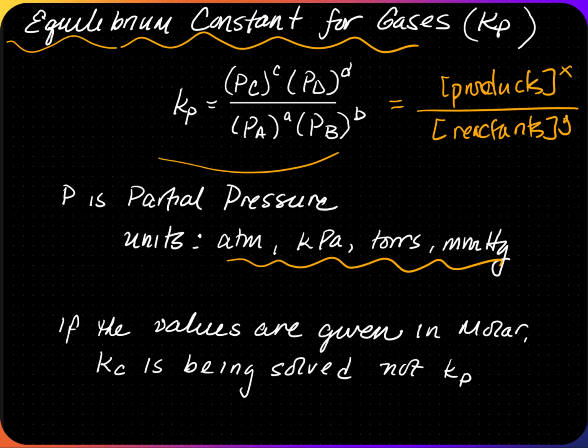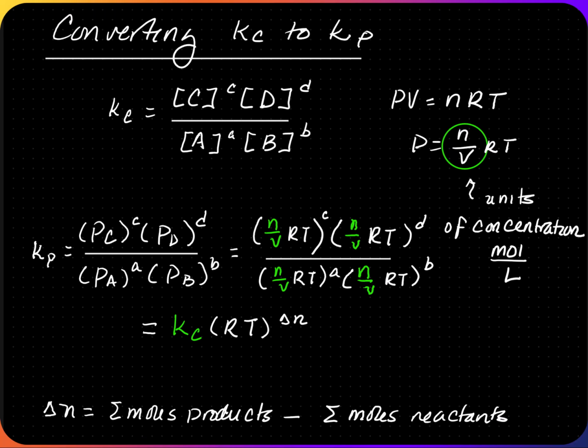However, if the concentration is given in molar, you must use Kc and not Kp, because there is an equation to convert Kc to Kp. The general Kc or Keq is still concentration of the products to some power divided by concentration of reactants to some power. In the previous chapter, we learned PV equals nRT is the ideal gas law. Isolating P, because we want the partial pressure, we divide both sides by V: n divided by V, or moles divided by V. This is the unit for concentration, molar.